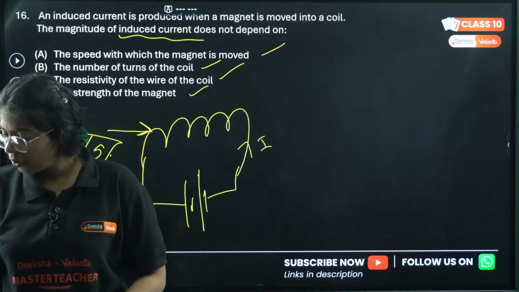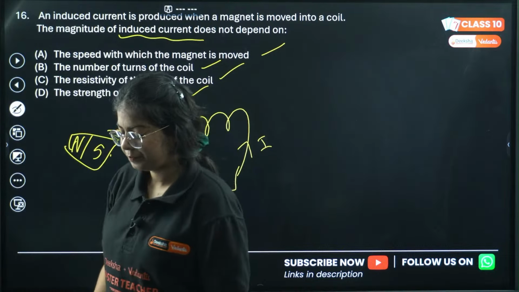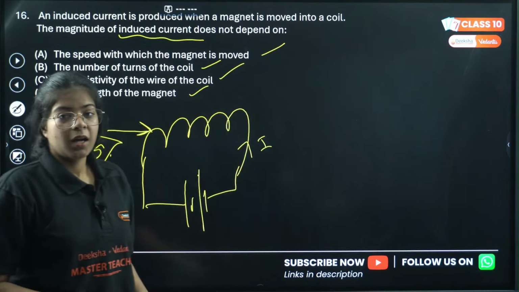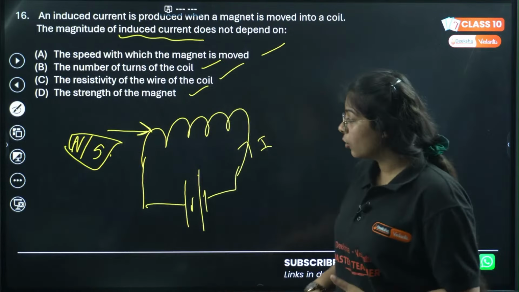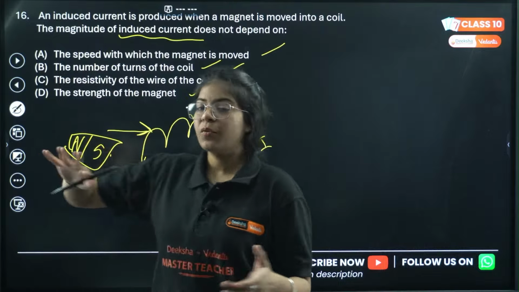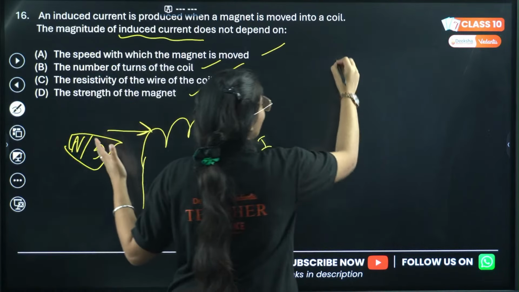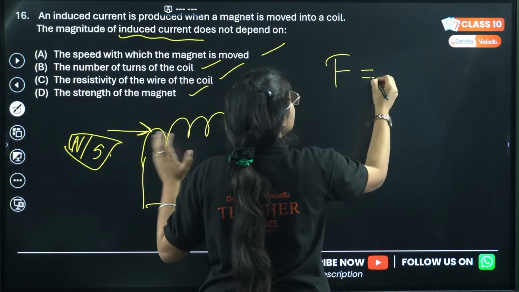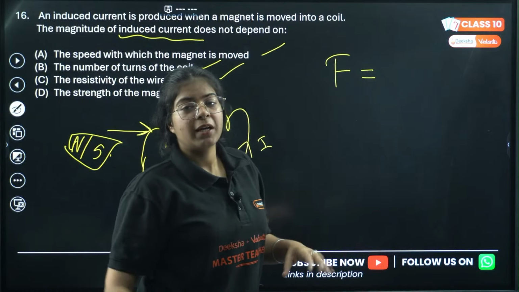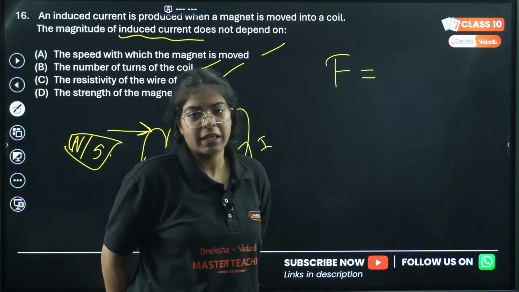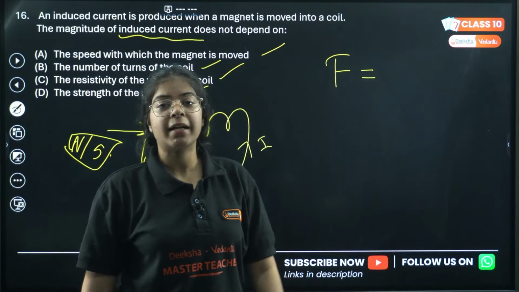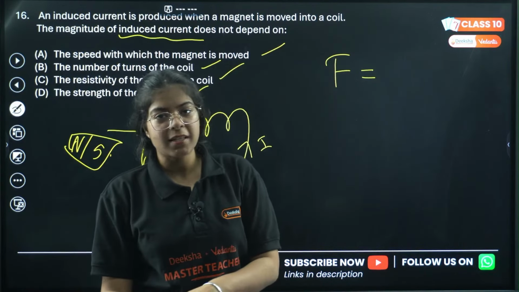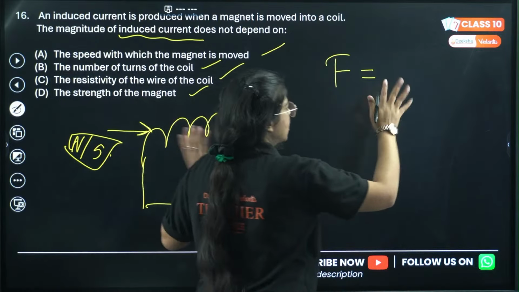Doesn't depend on speed, Trev is saying. Okay, let's see. So we know that this magnet will technically produce a force. It will produce a magnetic force, it will have a magnetic force around it, and when we take it near the magnet, that force will impact this magnet and hence it's changing its current.